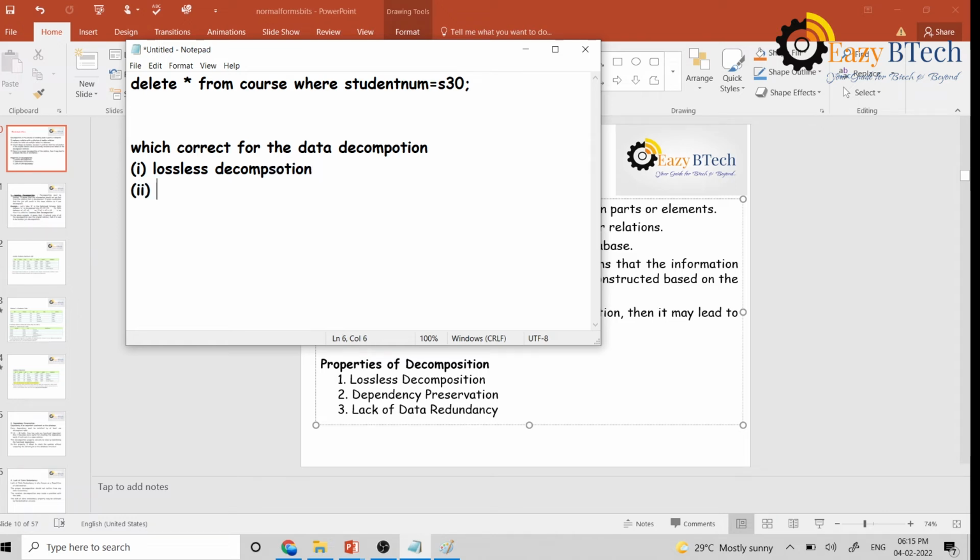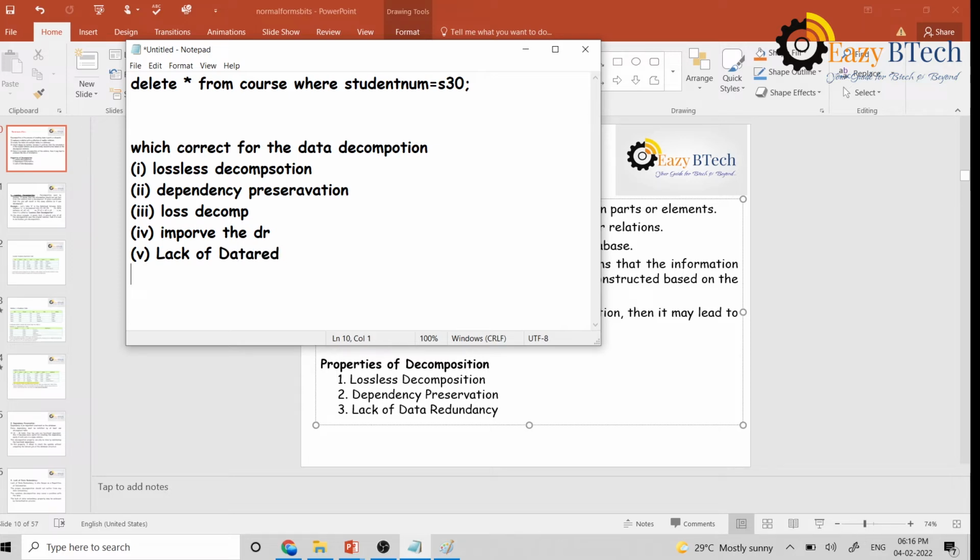Second one, dependency preservation. Third one, loss decomposition. Fourth one, improve the data redundancy. Fifth one, lack of data redundancy.